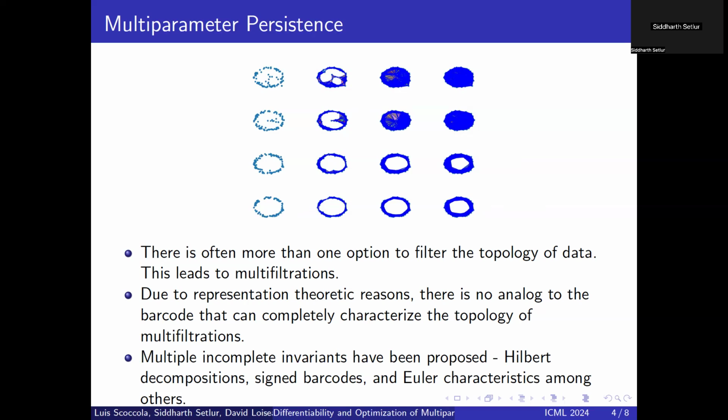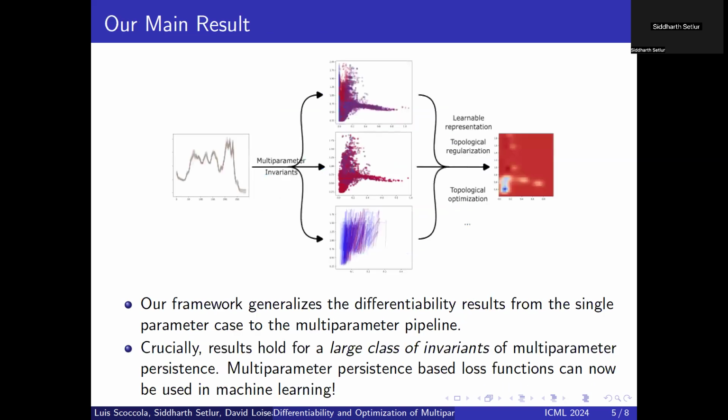This gives us much more information, these multifiltrations, but due to representation theoretic results, there is no analog to the barcode that can completely characterize the topology of these multifiltrations. This leads to multiple incomplete invariants, which have been proposed in recent years, including Hilbert decompositions, signed barcodes, and Euler characteristic, among others. Okay, so what is our main result?